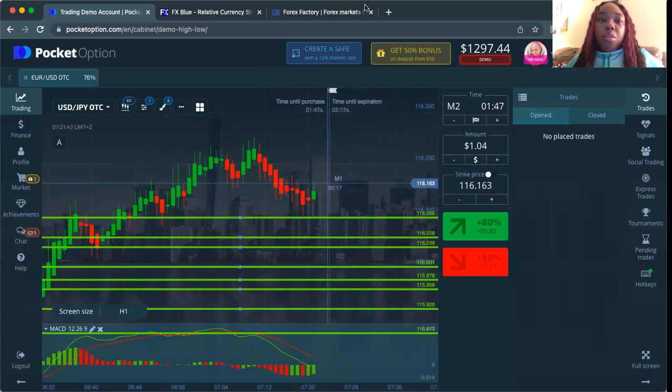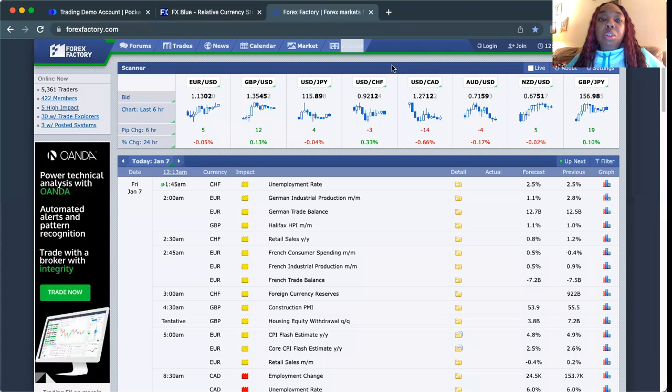Okay, so first off, let's go to Forex Factory. Forex Factory is a great website if you want to check for folders on different pairs, to make sure there's no red folders, because if there's a red folder, then that automatically tells you do not trade that pair. So it gives you an outlook of what you should be trading, what pairs you should stay away from, and what pairs are okay for you to trade. It's simple as that.